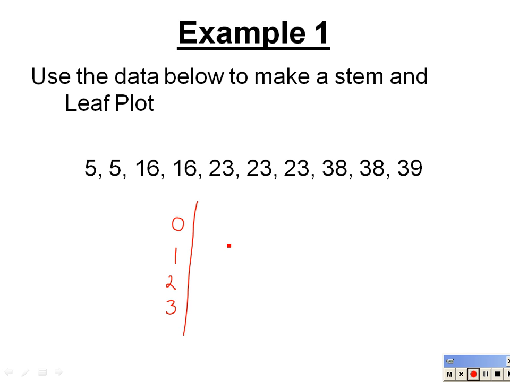Alright, so starting with the ones places, I have 2 5s, right? So that's those. As for the tens, I have 2 16s, so I'm going to put 6 and then 6. And then for the 20s, I've got 3 23s, so I'm going to put 3, 3, and 3. And then for the 30s, I've got 2 38s and a 39, so I'm going to have 8, 8, and then 9. And that pretty much covers it.